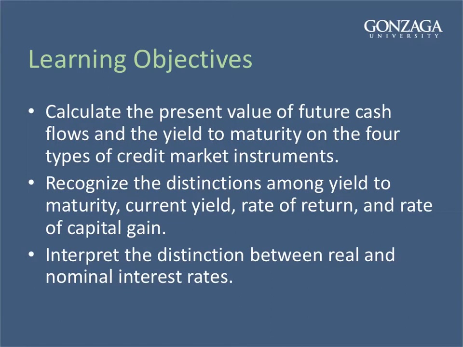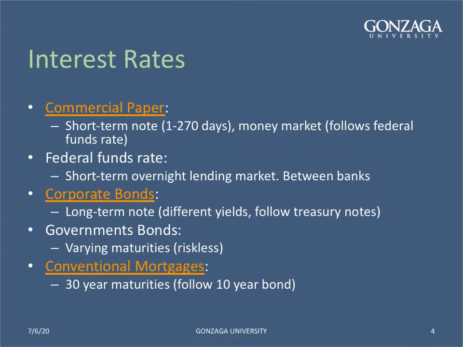So, continuing, here are the learning objectives. Calculate the present value, future value, understand the difference between yield to maturity, current yield, rate of return, capital gain, all that fun stuff, and then interpret the distinction between real and nominal interest rates. I'll make sure throughout the lectures to point out, okay, this is really important, be sure to pay attention, or if it's something I want you to see and understand but it's not as critical, I'll be sure to flag that as well.